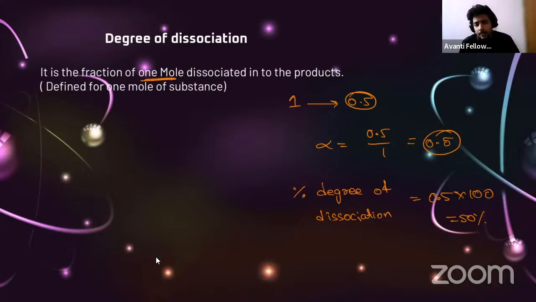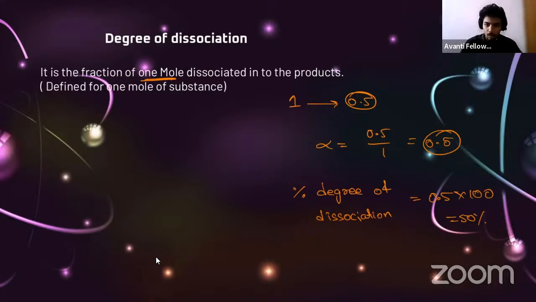If alpha is equal to 1, what does that mean? Whatever reactant you are taking, all the reactant is completely converted into product. That is the alpha value. That will give you how much of the reactant will react, or decompose, or convert into product. This is what we will know using the degree of dissociation value.